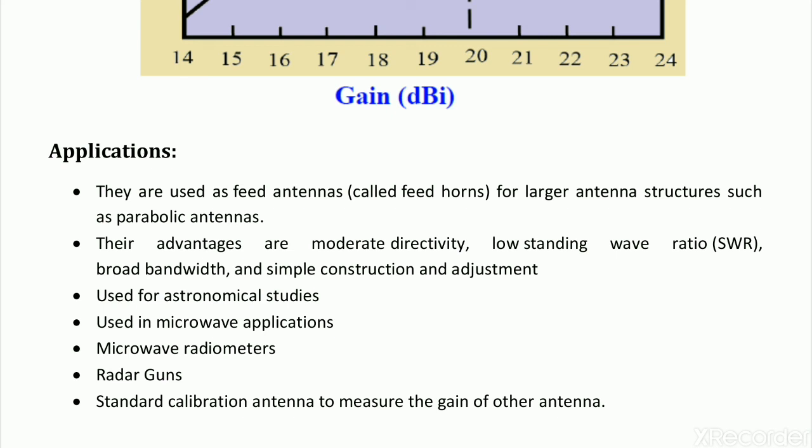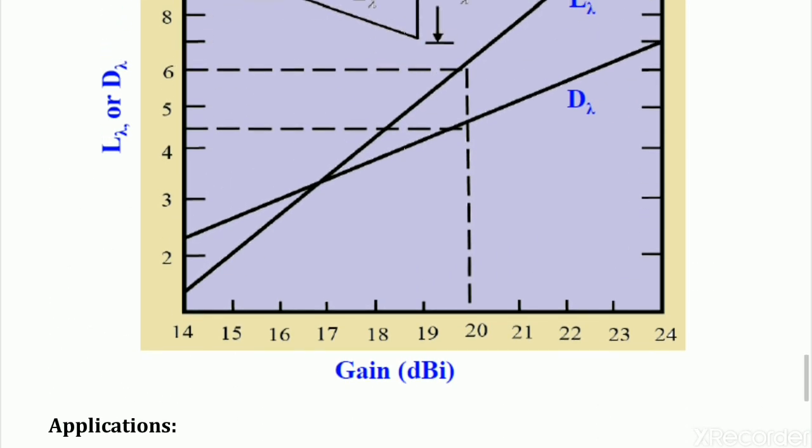They are used for astronomical studies also, and in microwave applications, microwave radiometers, radar guns, and as standard calibration antennas to measure the gain of other antennas. So the conical horn antenna has very wide applications in microwave systems, in radars, in calibration of the gain of other antennas, and it is also used to feed larger antenna structures such as parabolic antennas.